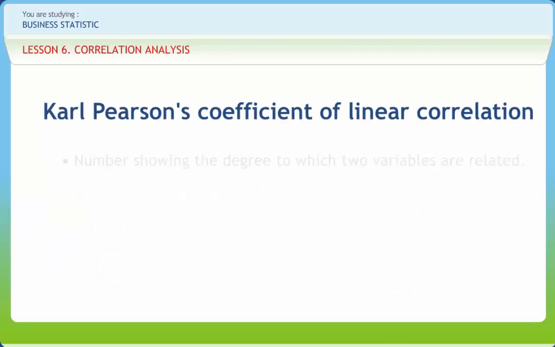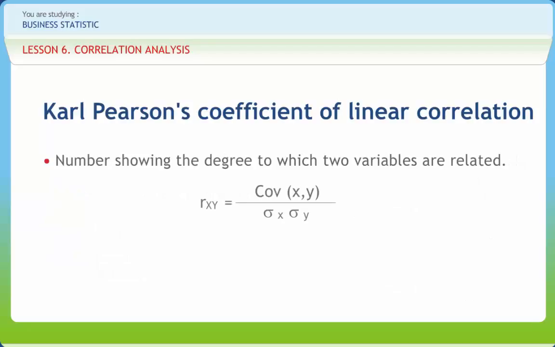Correlation coefficient range lies between -1 to +1. If it is -1, then the correlation between variables is perfect negative correlation. If it is +1, then the correlation between variables is perfect positive correlation. If it is 0, then there is no relationship between variables.